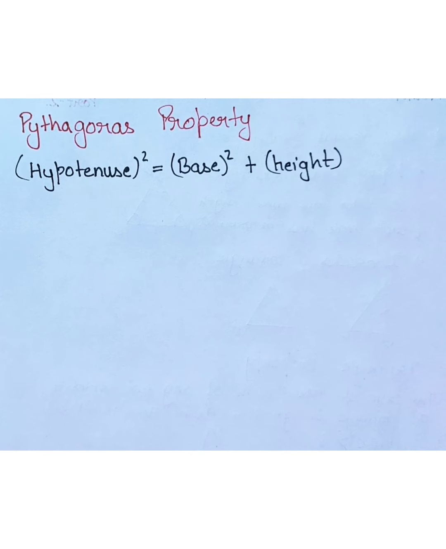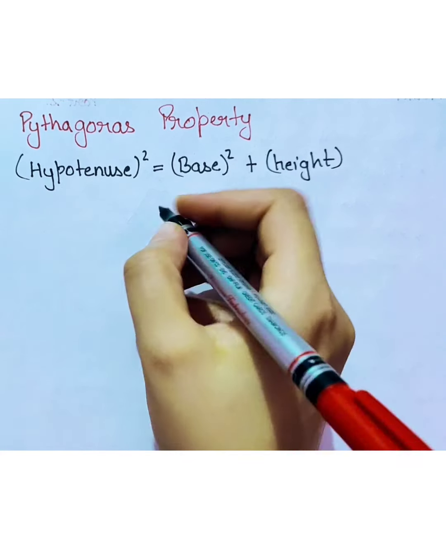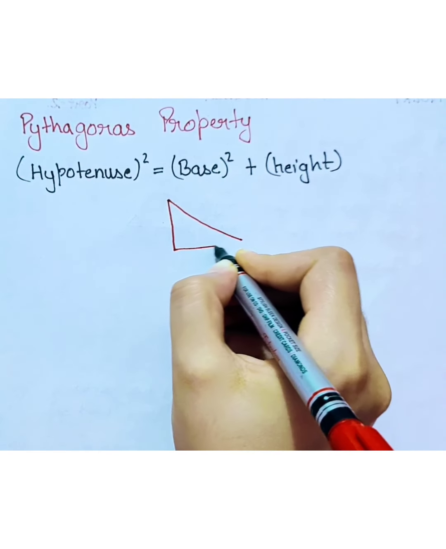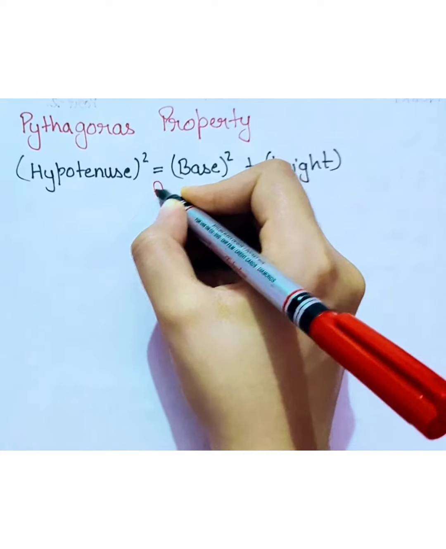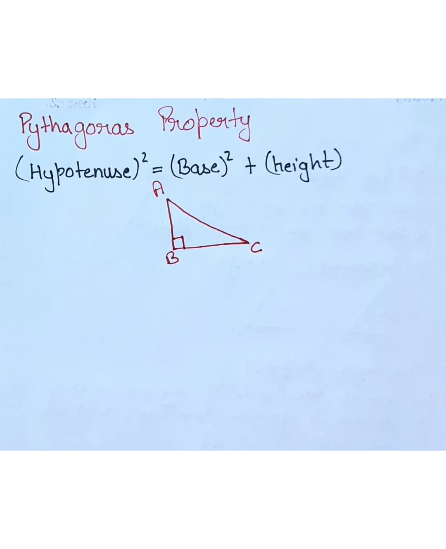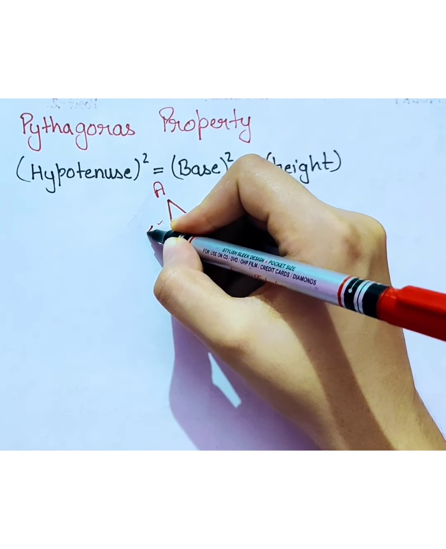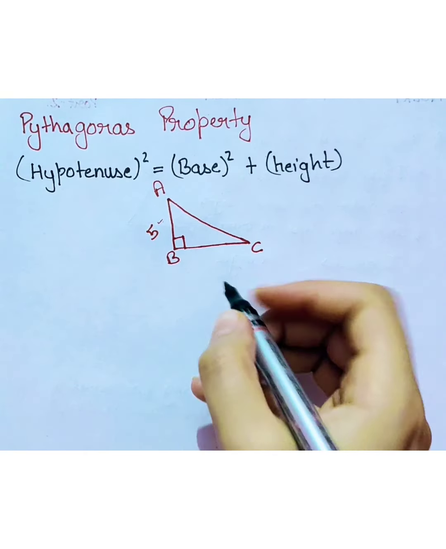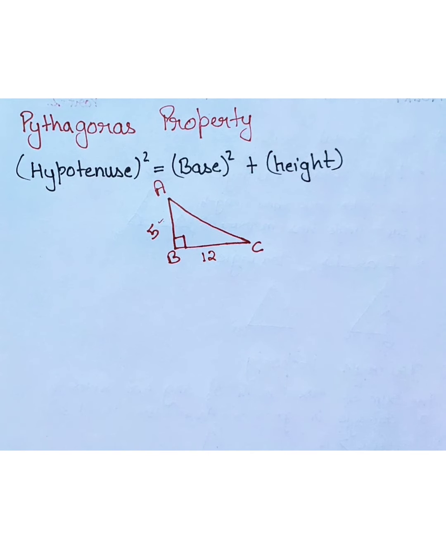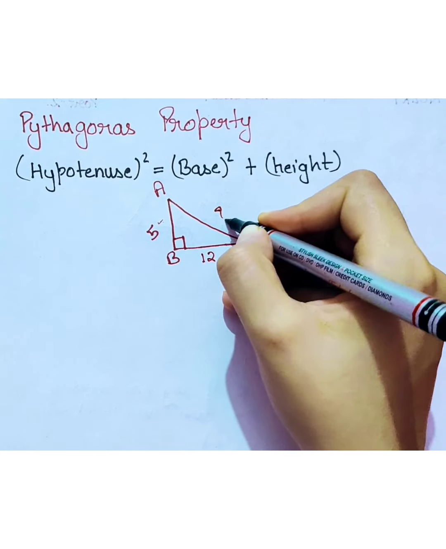Now let us take some questions for Pythagoras property so that it is clear to you how to find the length in a given right angle triangle. So let us take a right angle triangle and name it as ABC, right angled at B, and the length of the side given to us is, height is given 5 cm and base is given 12 cm. Now how will you find the length of this side AC?